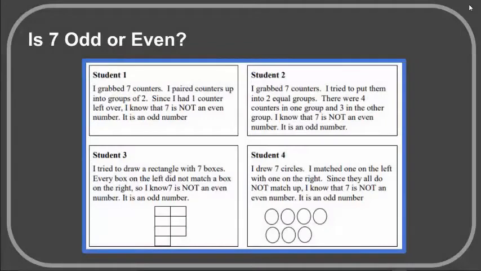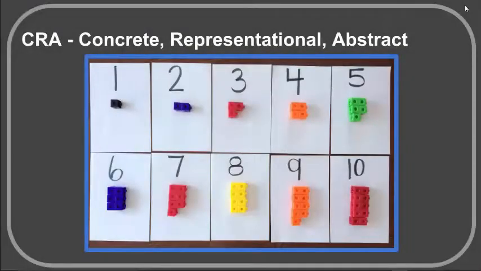Students can use a variety of strategies to determine if a number is even or odd. For example, when asked if 7 is even or odd, Student 1 paired the counters, but had one counter left over. Student 2 tried to make two equal groups, but one group had 4 and the other had 3. Student 3 and 4 used models to draw matching pairs. With the use of concrete manipulatives and counters, students begin to see the repeating patterns of odd and even numbers.